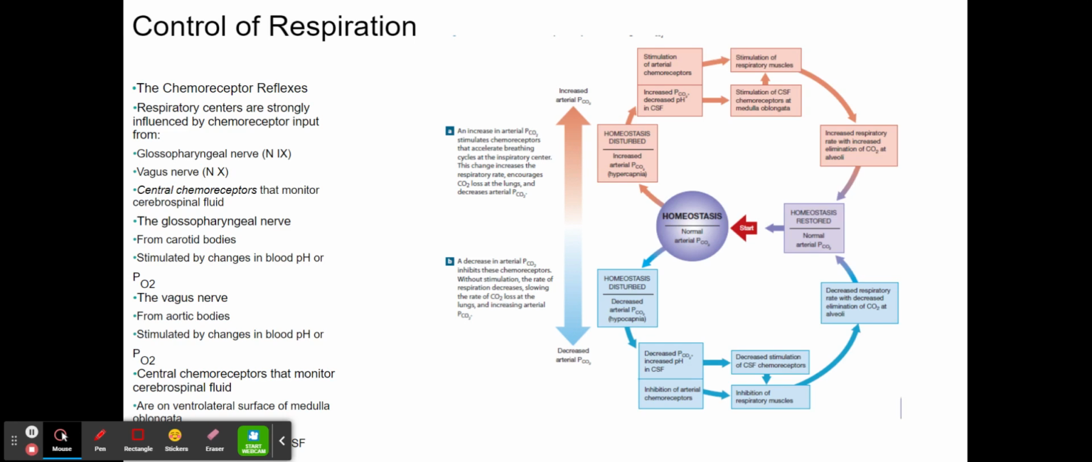Chemoreceptors are located on the ventrolateral surface of the medulla oblongata in a region known as the chemosensitive area. The neurons in that area respond only to PCO2 and the pH of the CSF. They are often called central chemoreceptors. Stimulation of these chemoreceptors leads to an increase in the depth and rate of respiration.